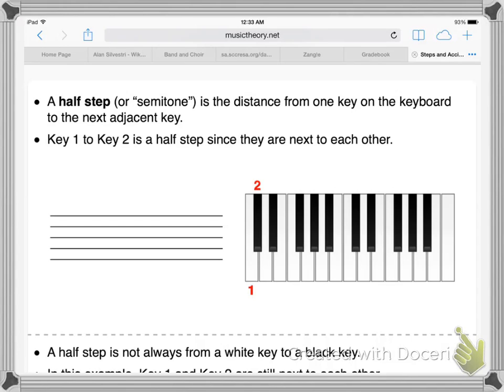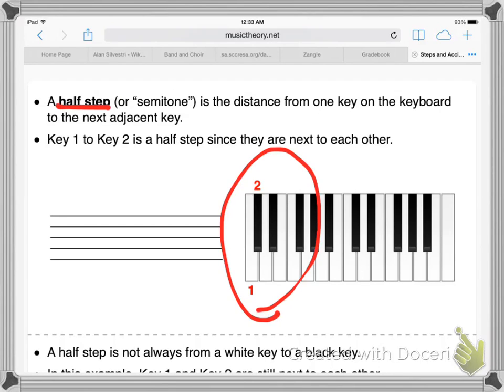Alright, so before we talk about intervals too much, we want to talk about steps. And there's two kinds of steps that we have. We have the half step, or semitone. It's the distance from one key on the keyboard or the piano to the next adjacent key. So the key right next to it. So in this example, you're moving from key 1, the white key, to the black key, key 2. It's a half step since they are next to each other.